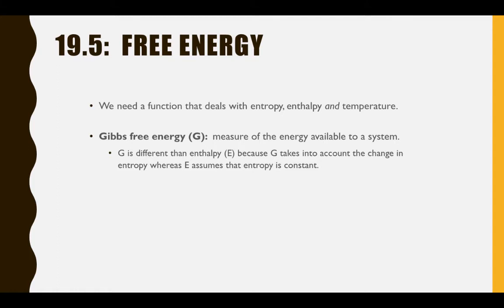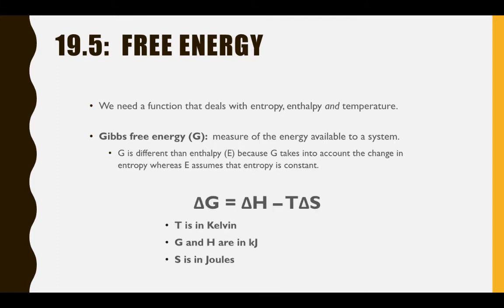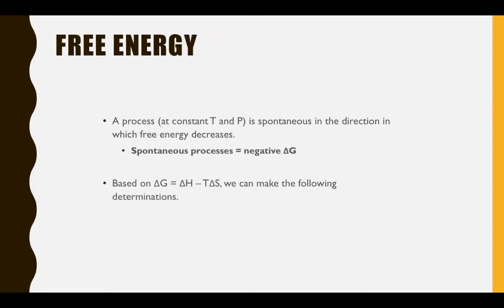The equation relating delta H, delta S, delta G, and T is shown here, with temperature in Kelvin, delta G and delta H usually in kilojoules, and delta S usually in joules. Of course, you can't subtract joules from kilojoules, so you'll need to be careful to convert units when doing calculations with this equation.